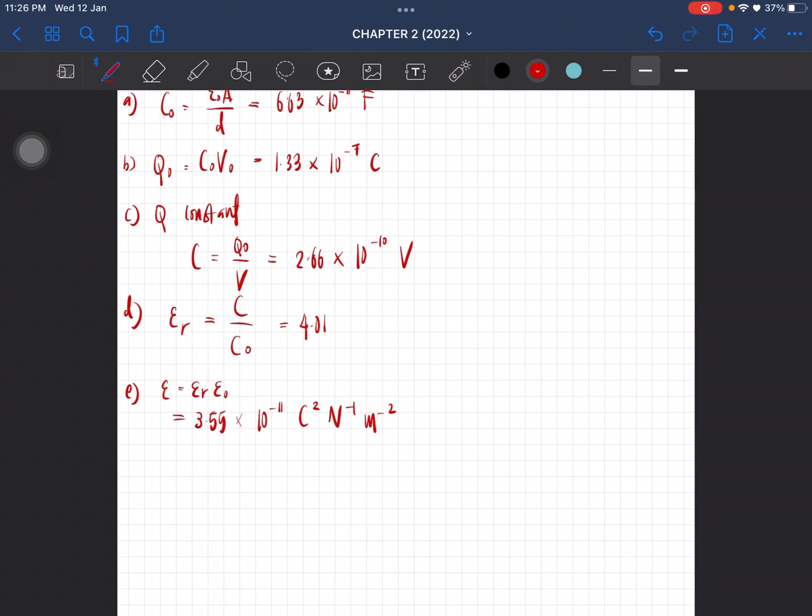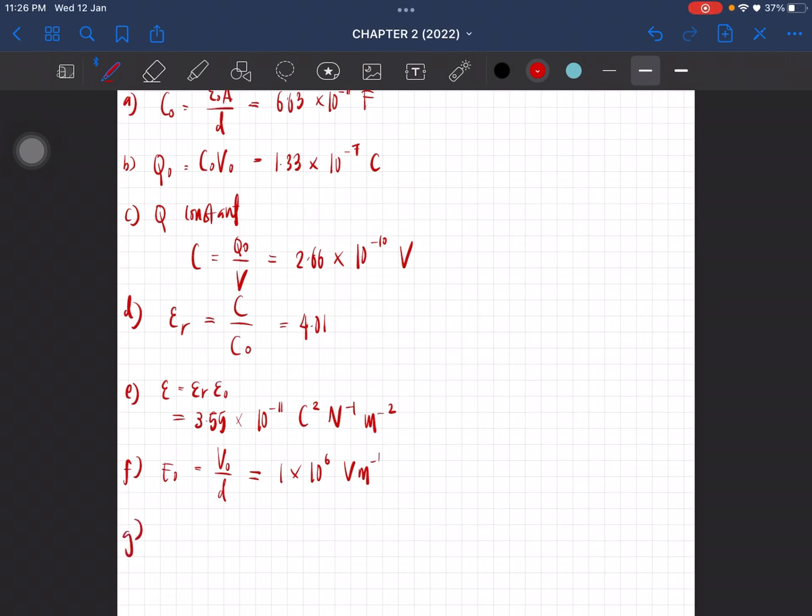And then question F, this is gonna be equal to, we are gonna apply the relationship between E and V. So this is E naught equal to V naught over D. So just substitute all the information, so we'll get 1 times 10 to the power of 6 volt per meter.